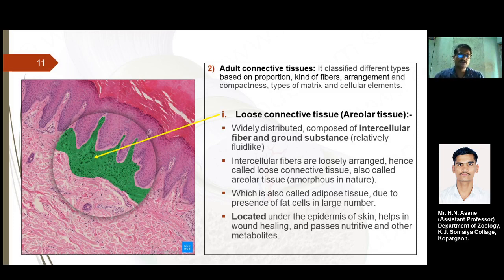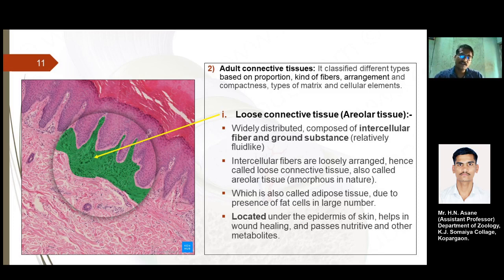But these cells also store fat, and store energy for the betterment of our body, which is also called adipose tissue due to the presence of fat cells. A large number of fat cells are present in the loose connective tissue. Loose connective tissue is located under the epidermis of the skin. The fat stored under the epidermis, the skin, is known as the parietal fat.